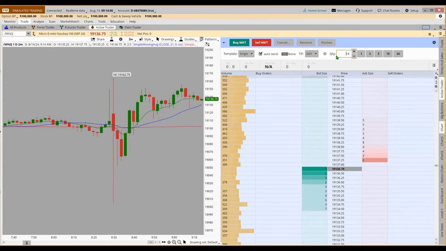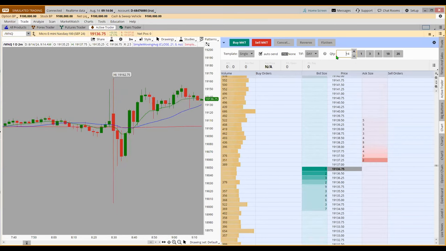So I want to see a very shallow pullback. This is when I would short. That is the only time when I would short. I would short on this rotation. That would prove that the price is ready for a leg down. Why? Because I would have what is called a lower high.